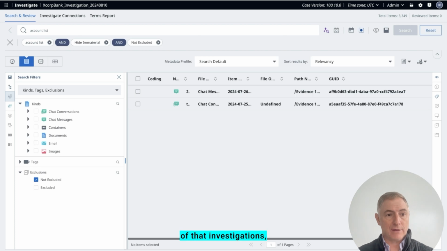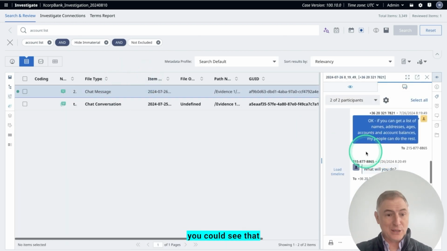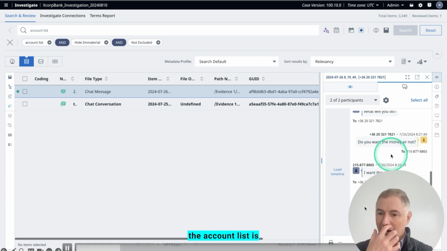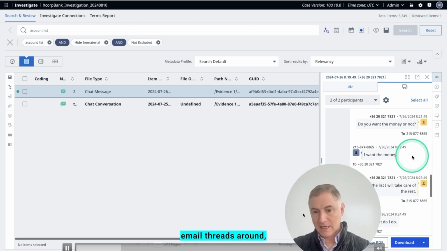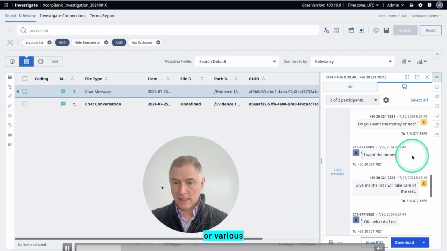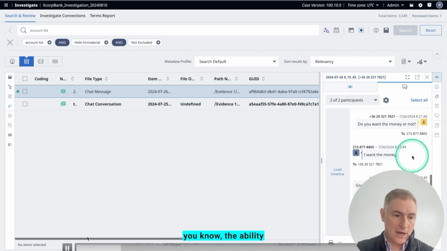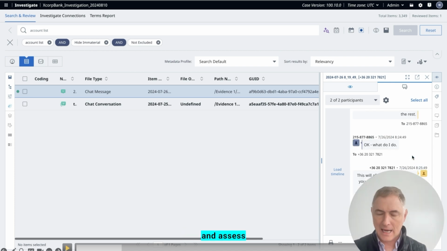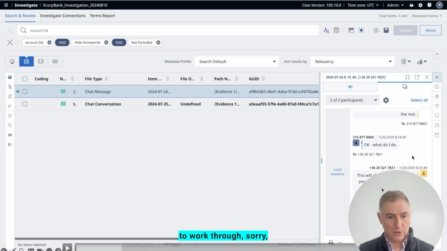Now that we're part of that investigation, maybe the first thing I would do is search for that account list. Quickly you can see that I've found a couple of references to the account list. I could see that the account list is being referenced over here as part of an email. There are specific email threads around I want the money and various other aspects of that. And so the ability to quickly get in and assess that is paramount.